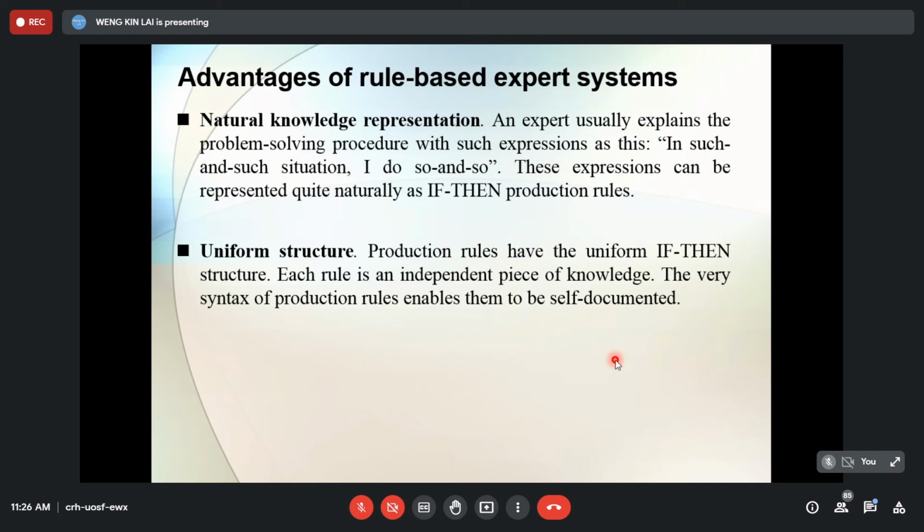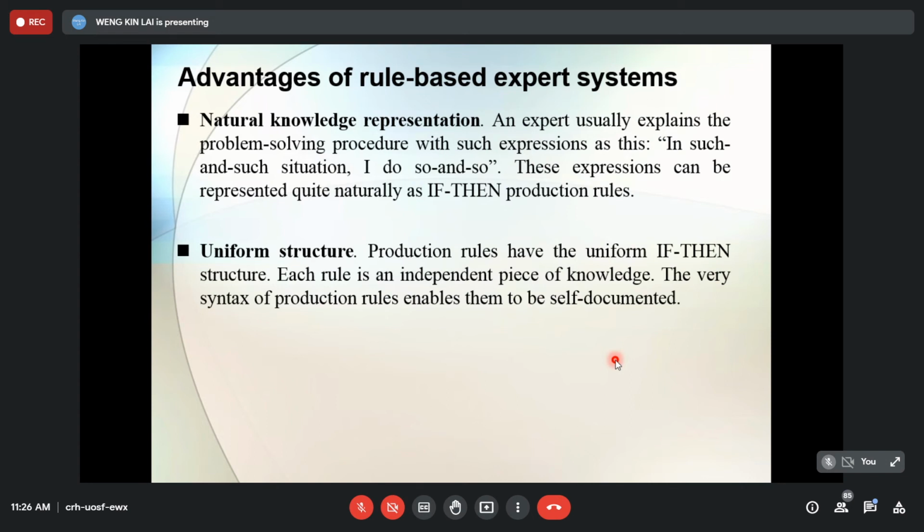Because the mechanic told me that if my car cannot start, I should first of all check my petrol tank, then check my fuel tank, battery, is it flat? If you reflect back, that is something you actually do without even knowing it, right? We do this. So this expression can be represented quite naturally as an if-then set of production rules for your expert system.